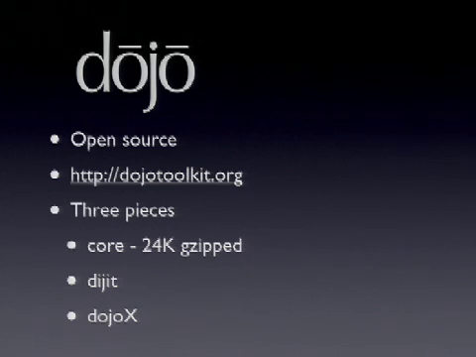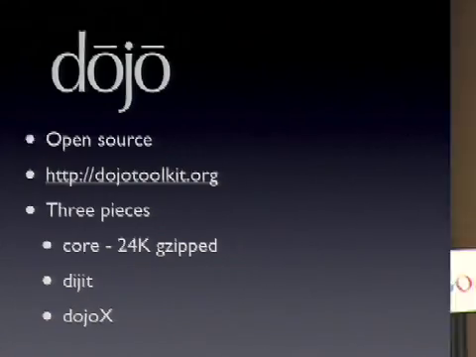Dijit is actually your widgets that you can drop into a user interface. And then DojoX are sort of Dojo extensions. They're things that not everyone needs, but when you need them, they're really useful. Things like cross-browser drawing primitives, things like that. Today, I'll just be touching on core because that's the only thing that I end up using for this project.